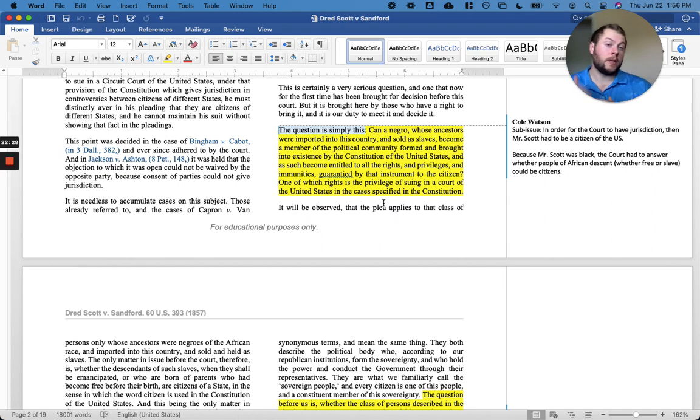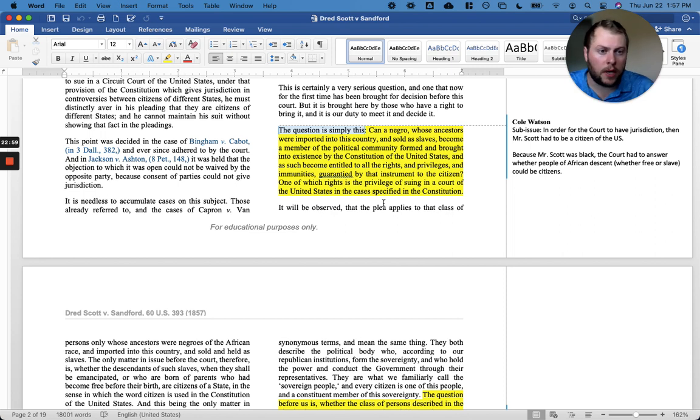So the sub-issue is basically, we need to know whether they have standing. And how do we determine if they have standing? In order for the court to have jurisdiction, Mr. Scott has to be a citizen. If Mr. Scott is determined to be a citizen of the United States, then he would have standing. Why? That's what's provided in the Constitution. If he's not determined to be a citizen of the United States, then there is no standing.